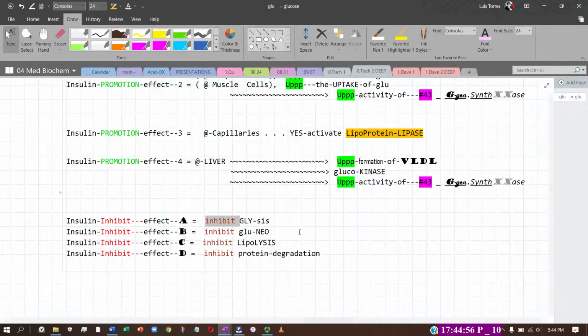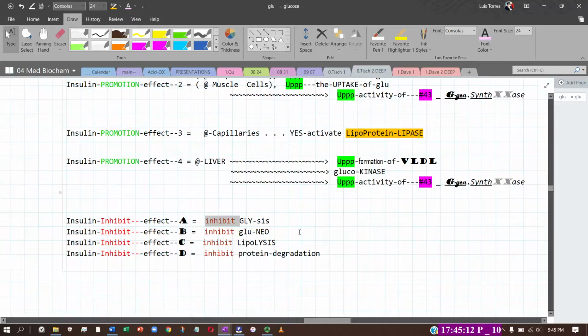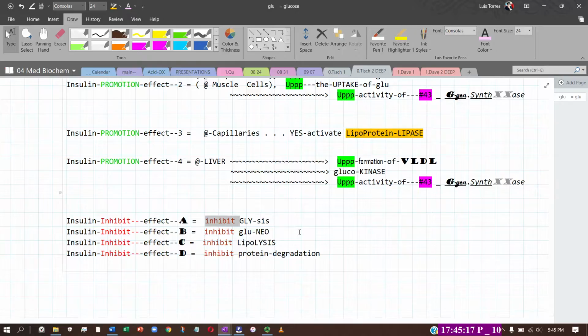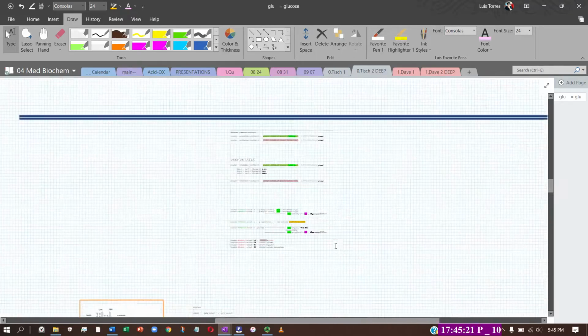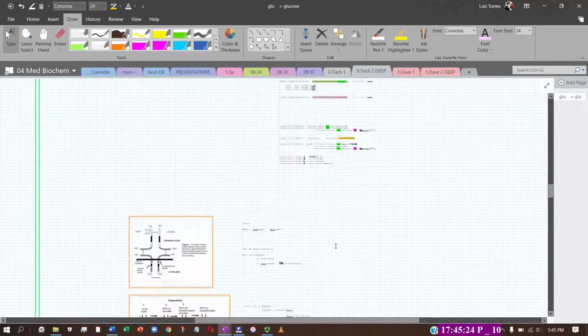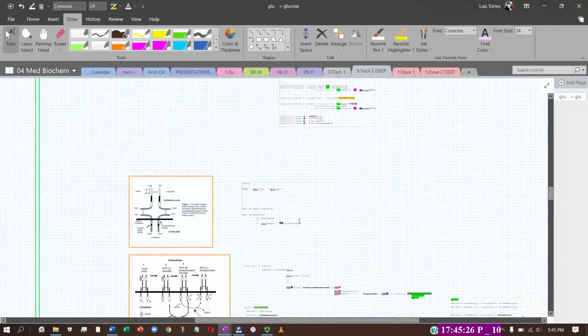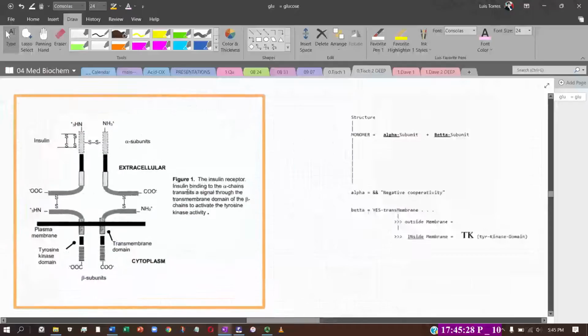So then you have effect B. It also inhibits gluconeogenesis. Yeah, that makes sense because you don't want to transition from glycogen to glucose. Good. And then the third effect is inhibition of lipolysis. We'll address that later. And also the inhibition of protein degradation. Cool. So that's all the details for that. This is all stuff to address before getting into figure 1.